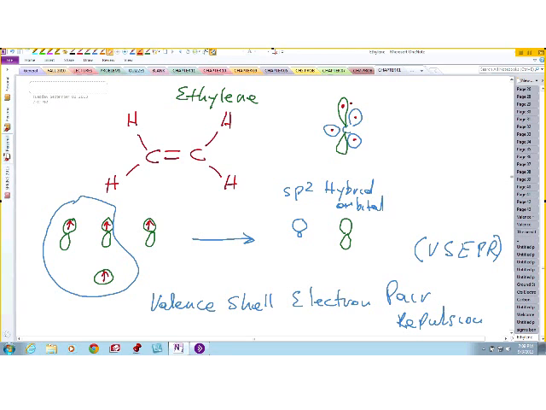Now what is going to happen? This carbon now wants to bond to 3 other atoms.